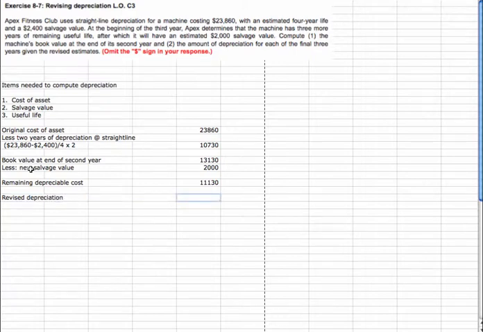Now the straight line depreciation again. The revised depreciation is the $11,130, which is the book value minus the new salvage value, divided by the remaining useful life, which is 3 years. How did we get to 3 years? Because they said they're going to give us 3 more years remaining in its useful life. So the new depreciation for the next 3 years, because it's straight line, is $3,710. Okay? So that's how you figure these out. We have one more problem to do, so let's move on to the next problem.